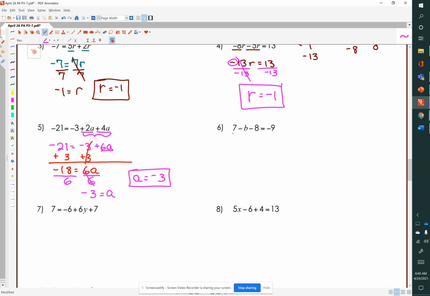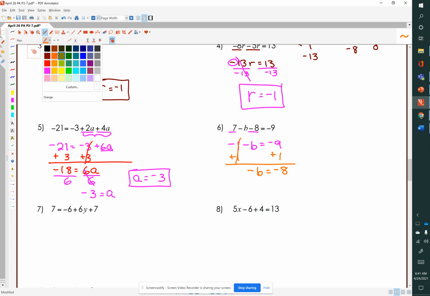In number 6, I have 7 minus b minus 8 equals 9. Well, I cannot combine the negative b with anything, but 7 minus 8 combines to make negative 1. We still have minus b equals negative 9. So we need to isolate the negative b. So first we're going to add 1 to both sides. That gives us negative b equals negative 8.